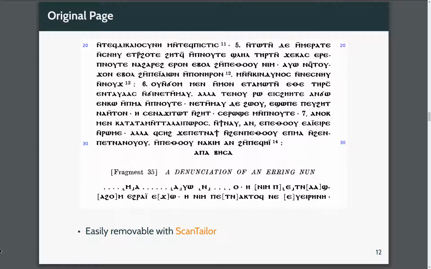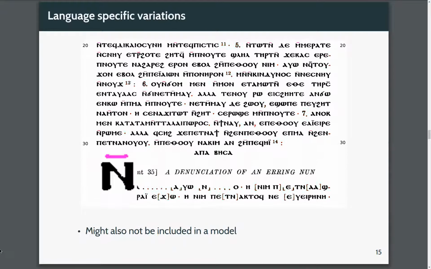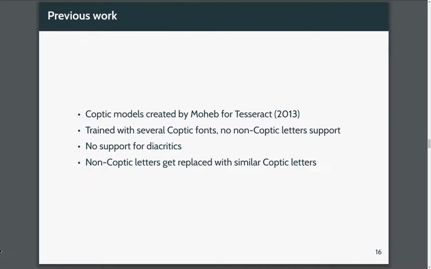It still has non-Coptic text in it, so models that are not trained specifically for it will not recognize that text. It has additional annotations made by the author of this edition with special characters that might not be available in most of the fonts directly, and those characters have to be added separately again. And this document also has a language variation, that is, diacritics on some of the letters. You also have to train specifically for diacritics and have them in your model, or you have two models, for text with diacritics and text without diacritics.